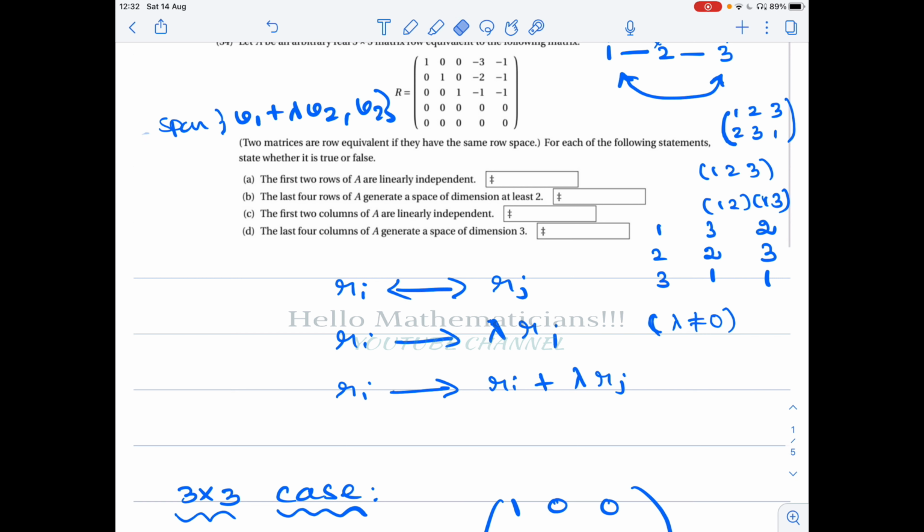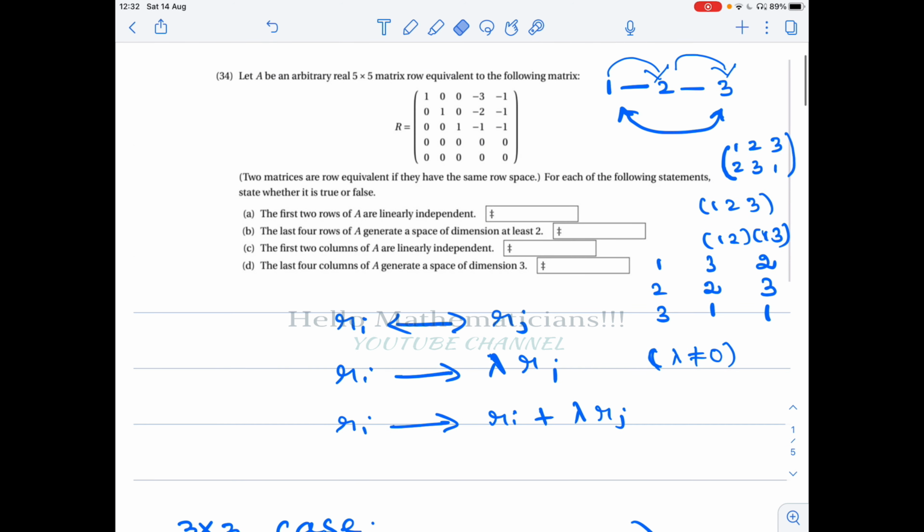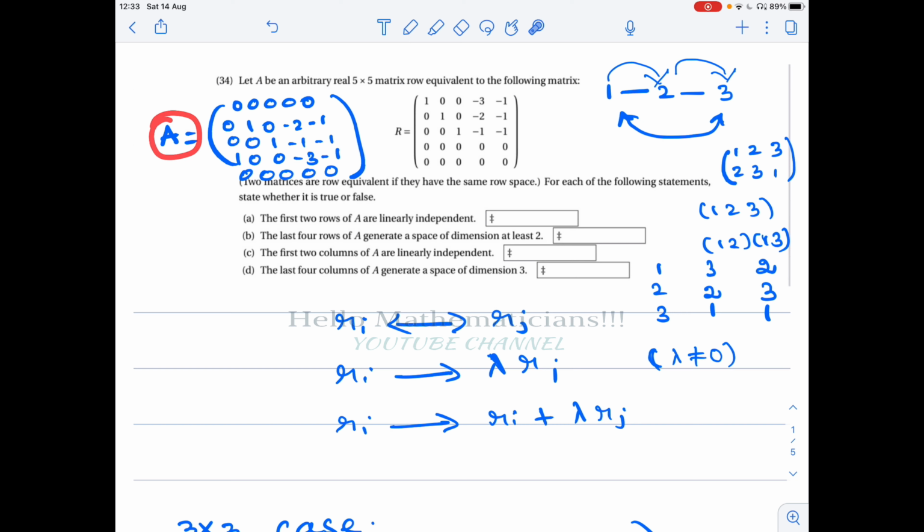Let's see. Now the first option says that the first two rows of A are linearly independent. If you consider this matrix A, for this matrix R is a row equivalent matrix. By swapping the first and fourth row, we get this matrix. Therefore, A can be this matrix, but the first two rows of A are not linearly independent. Therefore, the first option is false.